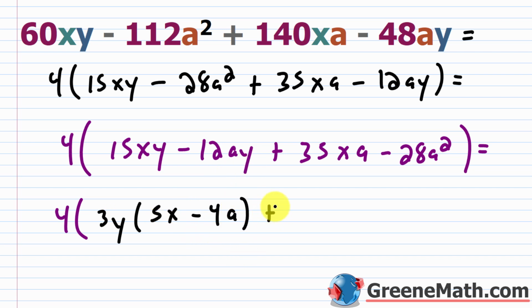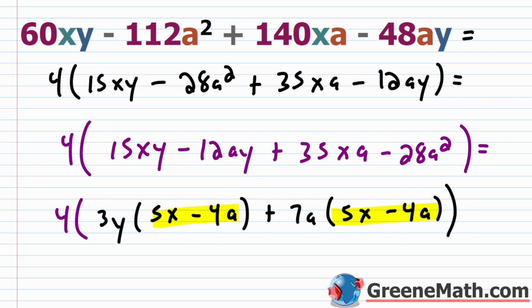So over here, go plus. What can I pull out here? Well, it looks like a 7a. So let's go 7a, then times this quantity inside: 35 divided by 7 is 5. xa over a is just going to be x. Then minus 28 divided by 7 is 4. A squared divided by a is a. So you can see that we do have a common binomial factor now of 5x minus 4a.